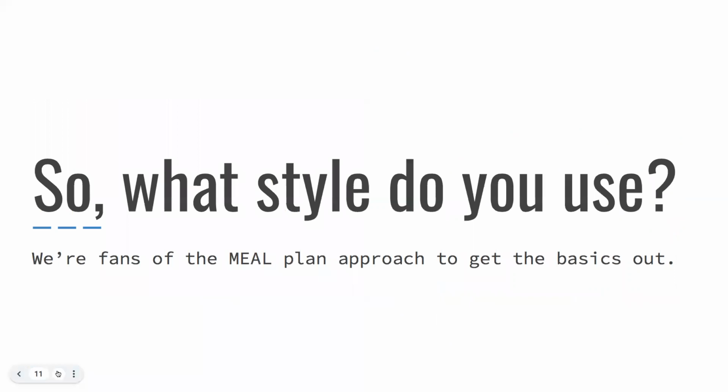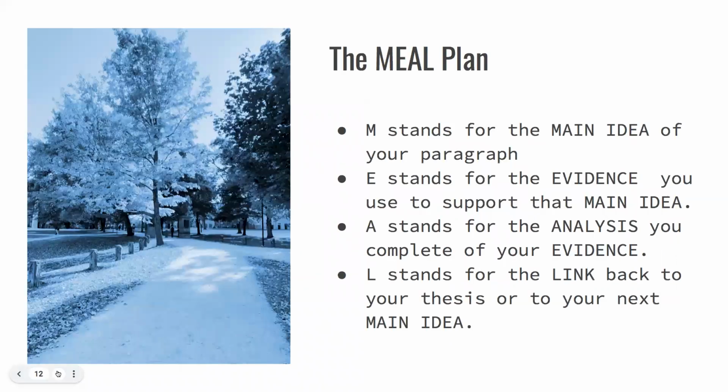So what style do you use? We're fans of the MEAL plan approach to get the basics out for any of these types of body paragraphs. The MEAL plan is as follows. M stands for the main idea of your paragraph. E stands for the evidence you use to support that main idea. A stands for the analysis you complete of your evidence, and L stands for the link back to your thesis or to your next main idea.